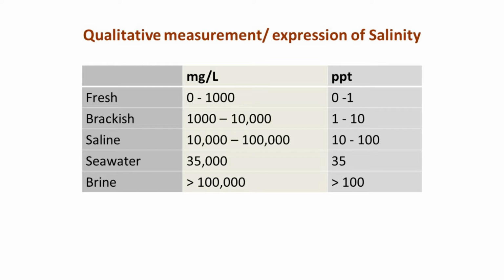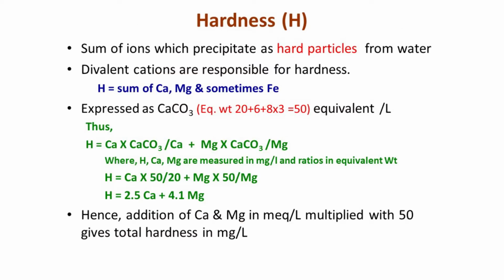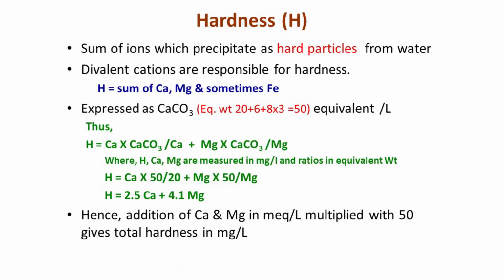Now, another parameter for understanding the quality of groundwater is hardness, which is represented by H. The total of ions which can precipitate as hard particles from water is known as hardness. Mainly the divalent cations are responsible for the development of hardness. So hardness is nothing but the sum of calcium, magnesium and sometimes iron. All are divalent in nature. They are expressed as calcium carbonate equivalent per liter.